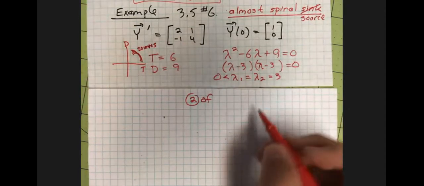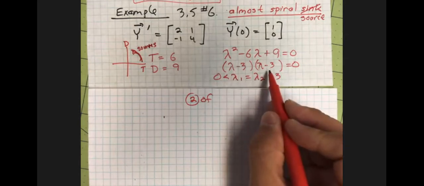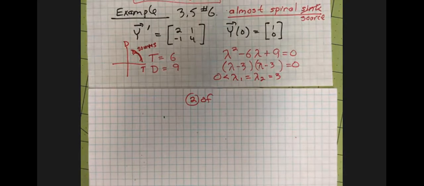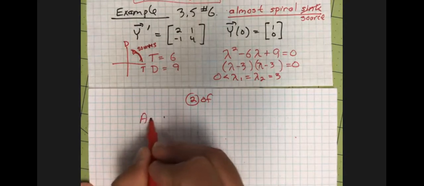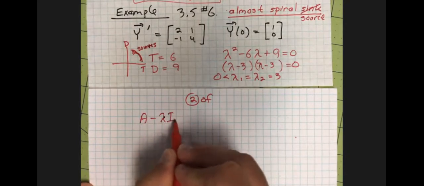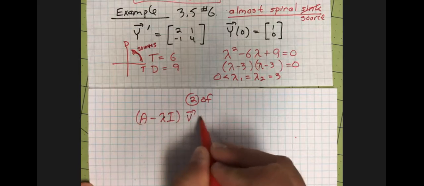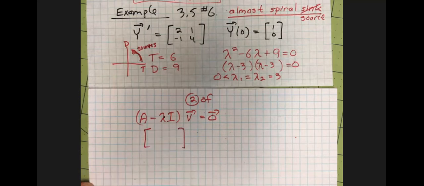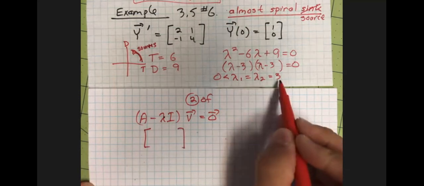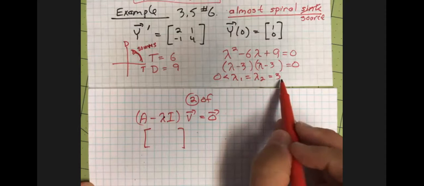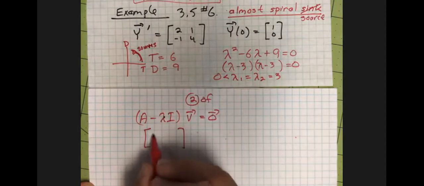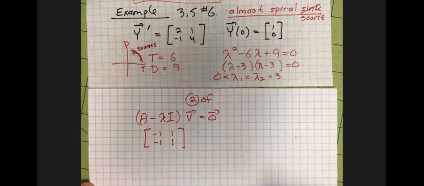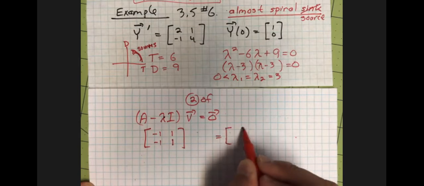Okay. What do we do when we have a repeated eigenvalue? We go for the almost eigenvector, the generalized eigenvector, but let's first do the A minus lambda I. Get my eigenvector going. So we subtract lambda, there's only one lambda on the main diagonal. Subtract 3 on the main diagonal. Give me a minus 1, 1, minus 1, 1. Give me an eigenvector.